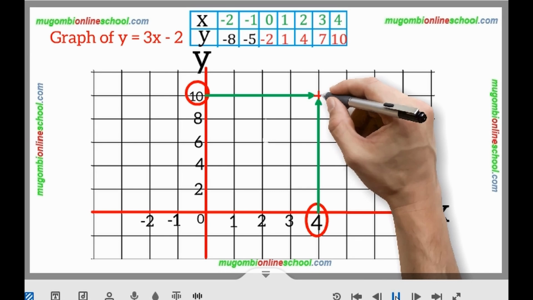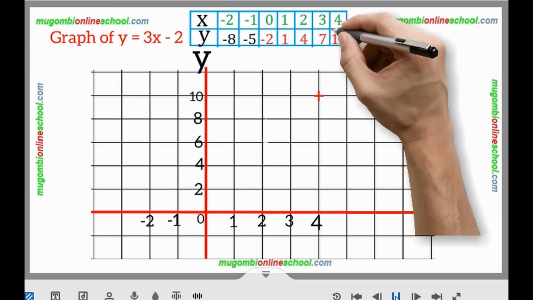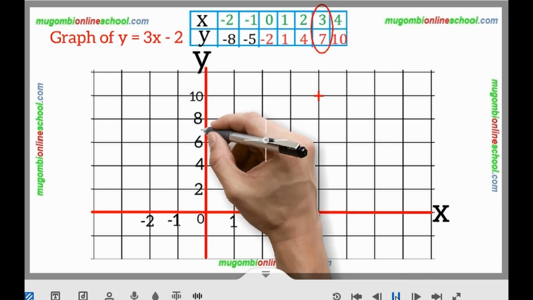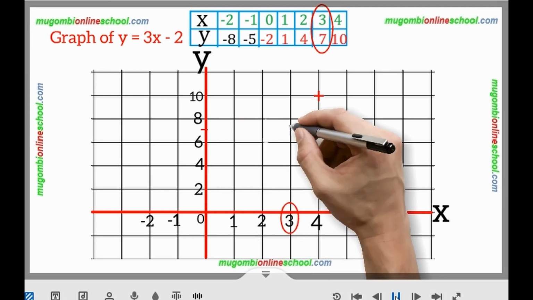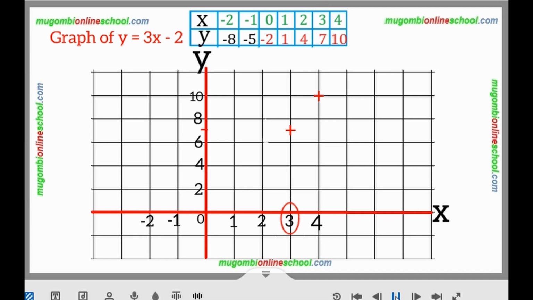This point, that's how we do it. So likewise, we can continue for all the points 3, 7, and put a plus sign on the point of intersection of the 2 points for 3, 7 like this. 3 for x, remember that don't interchange this one. And then we'll plot like this.